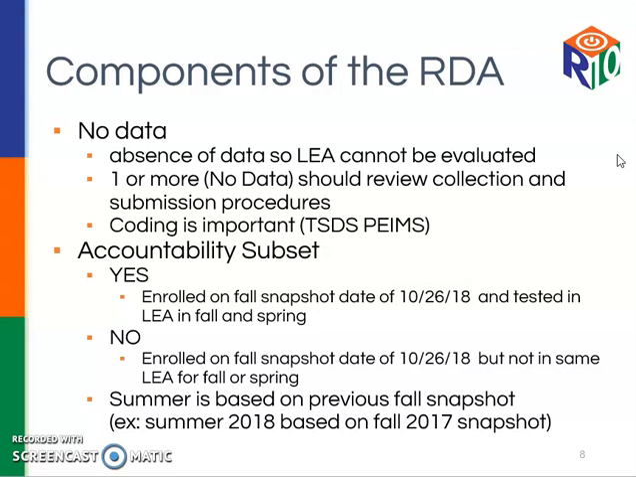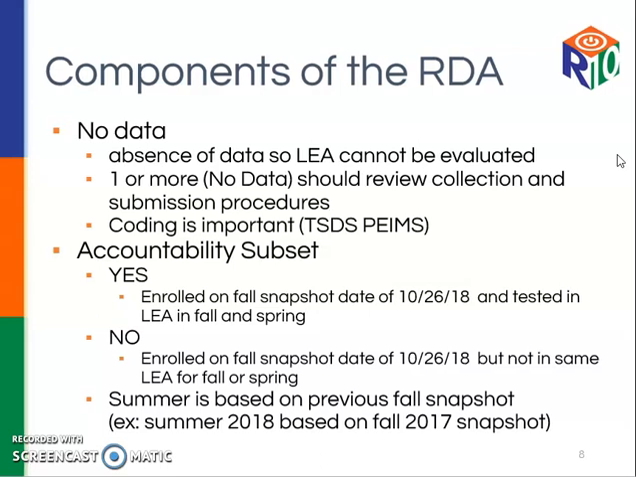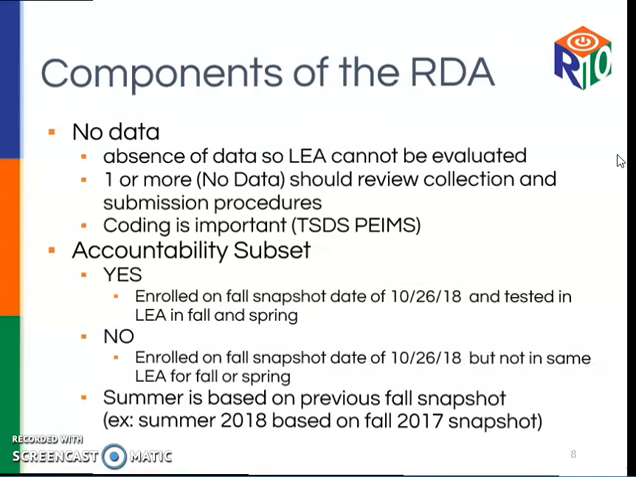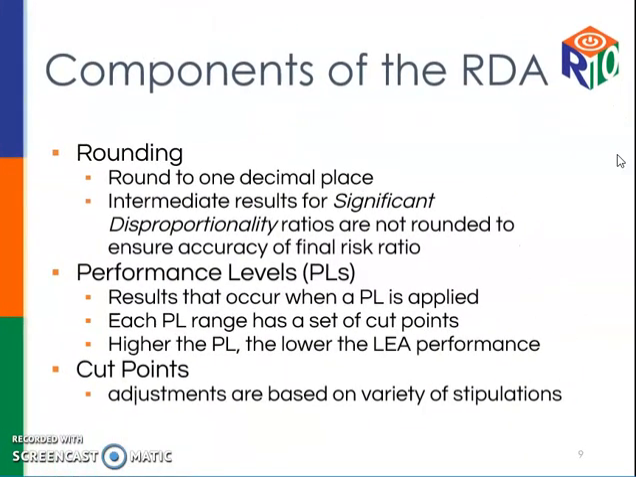Then we have accountability subset, and this component refers to the fall snapshot dates. So please review closely to understand this component. Rounding. This means that component was rounded to 1 decimal place. Intermediate results for significant disproportionality ratios are not rounded to ensure accuracy of final risk ratio.